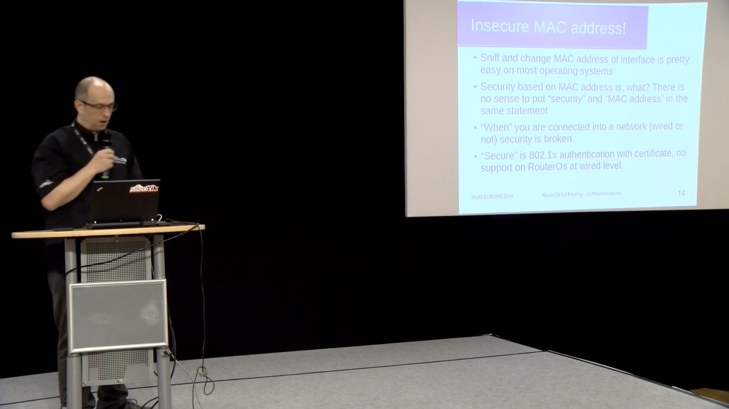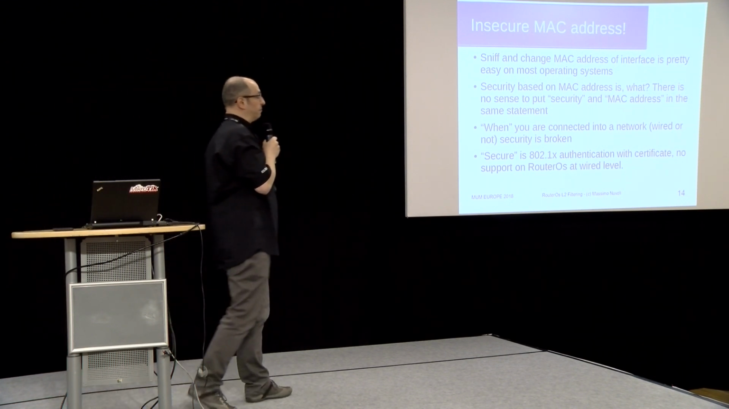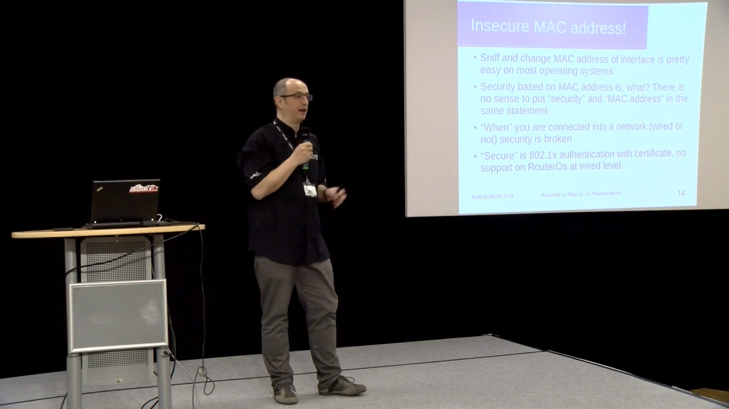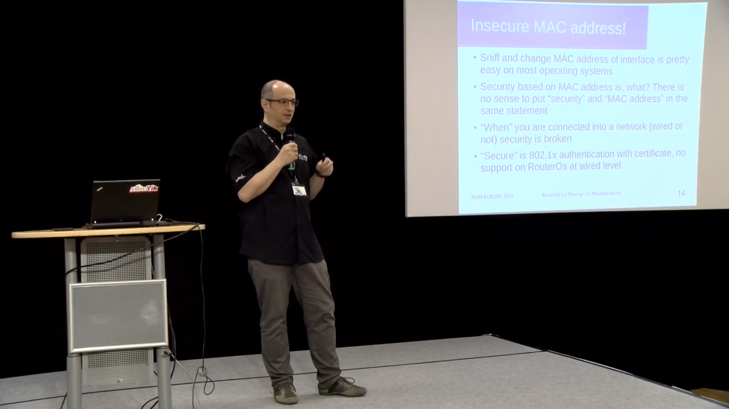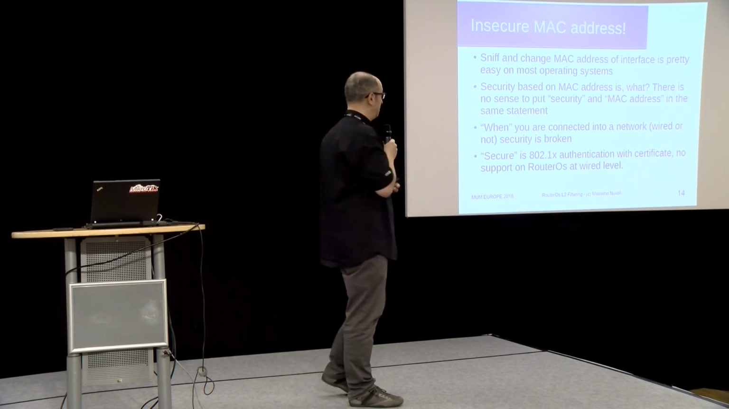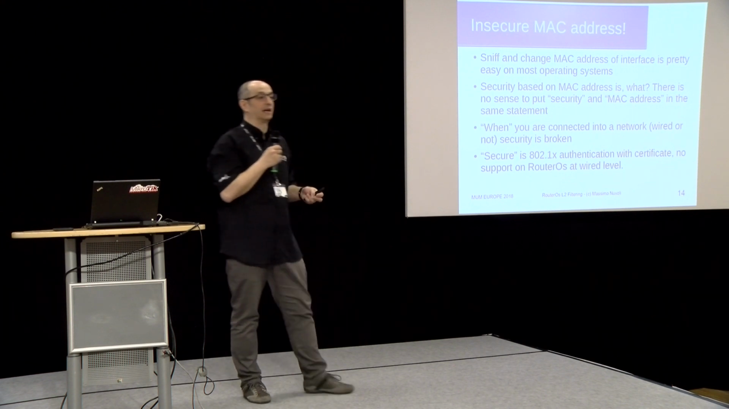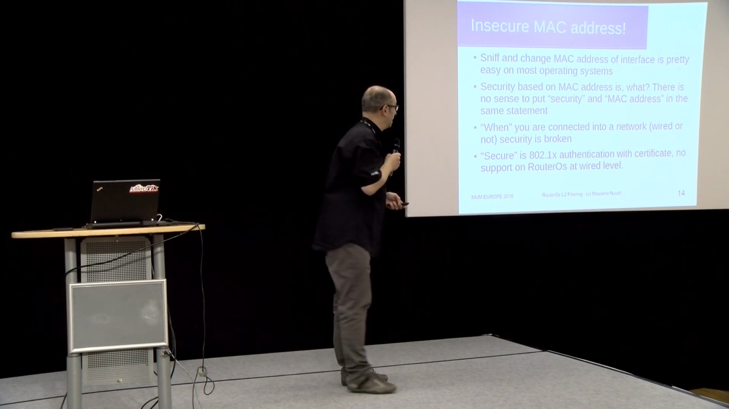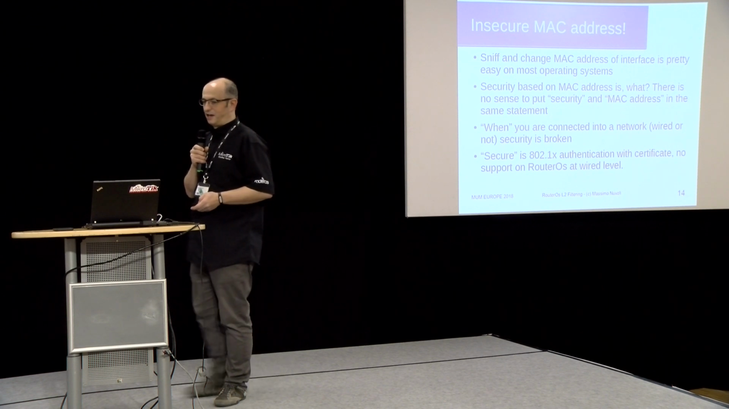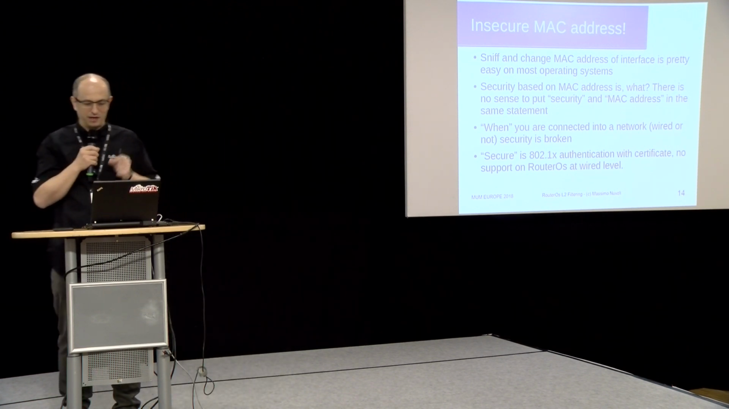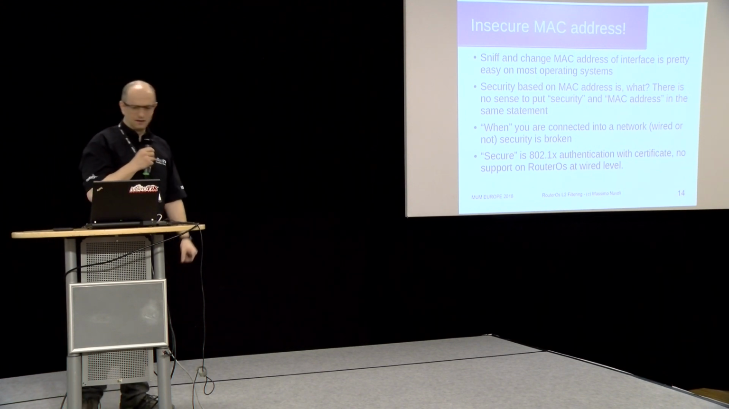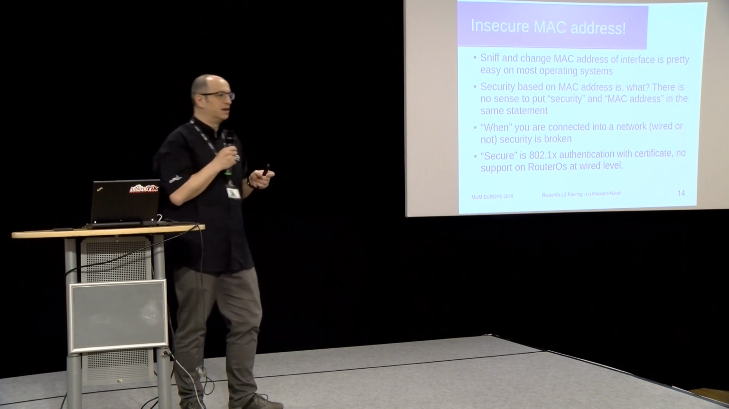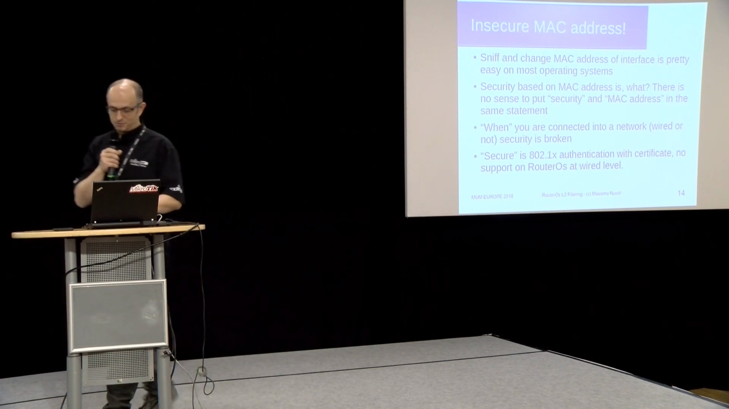Then, this is very important. Talking at the level 2 layer, we deal with MAC addresses. We have no IP. We have the second level of the stack, so we have only the MAC address, the physical address. I chose to write this sentence because it's clear: security based on MAC address. What is that? There is no sense in putting security and MAC address in the same statement.